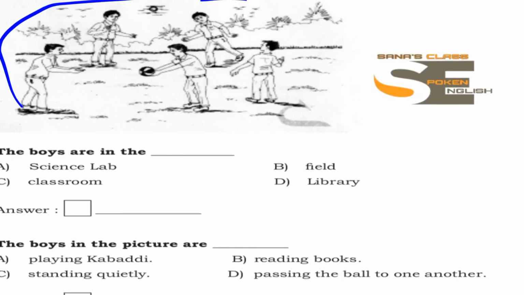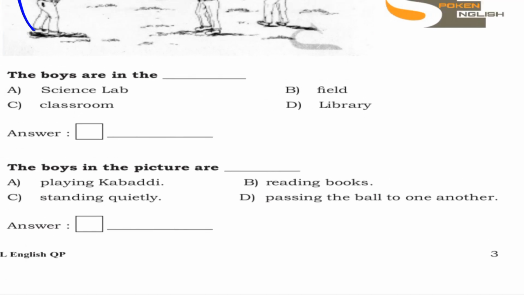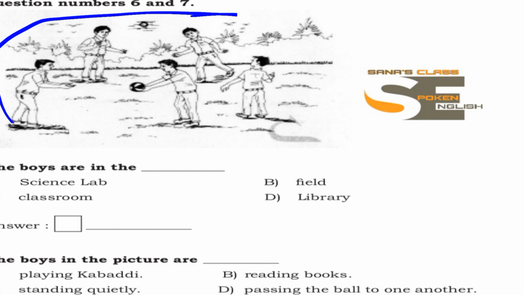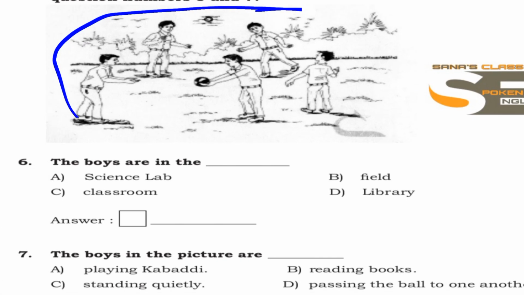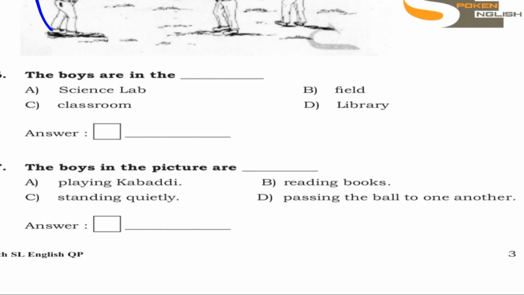Let's see question 7 now. The boys in the picture are dash. What are they doing? They are passing the ball, isn't it? So the right option is D, passing the ball to one another. You know how to fill the box and the space, right? As usual we have done, the same way you have to do.